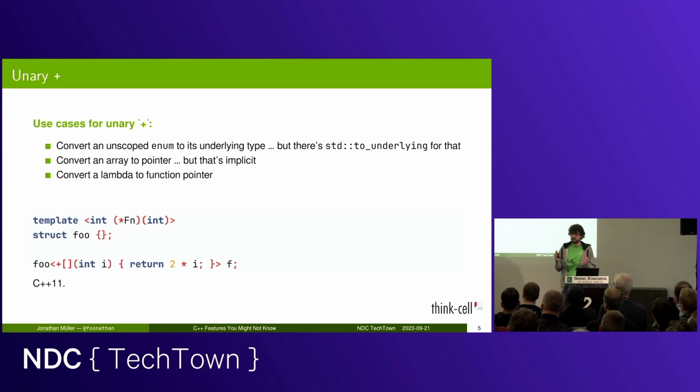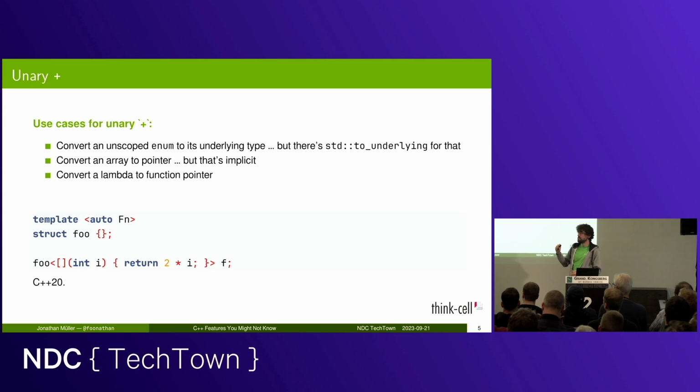For example, here we've got a template type that takes a function pointer, and we cannot directly give it a lambda, but we can write plus and then give it a lambda, and this will trigger the conversion, and we will be able to just pass in a lambda to a template parameter in C++ 11. In C++ 20, we don't need it. We can just use an auto template parameter and pass the lambda directly due to the generalization of template parameters. But maybe if you're writing pre-C++ 20 code, this trick can be useful.